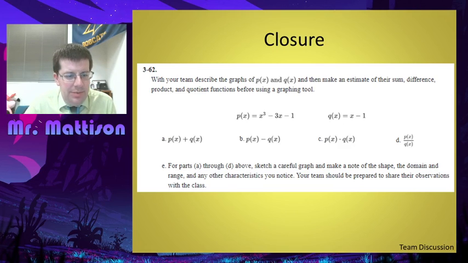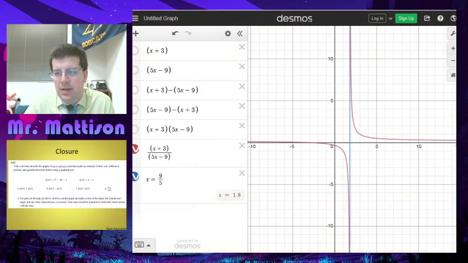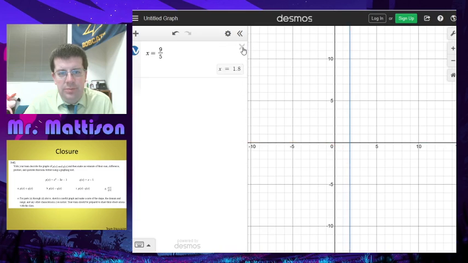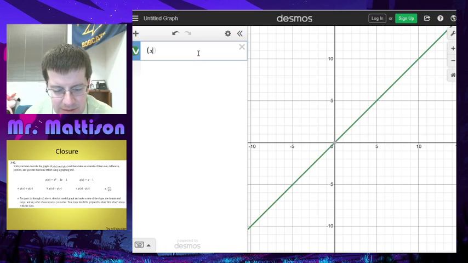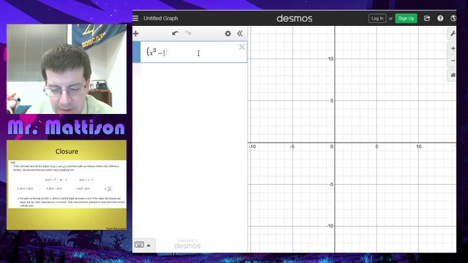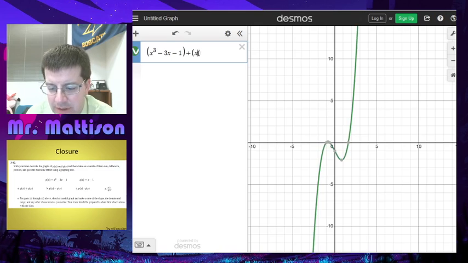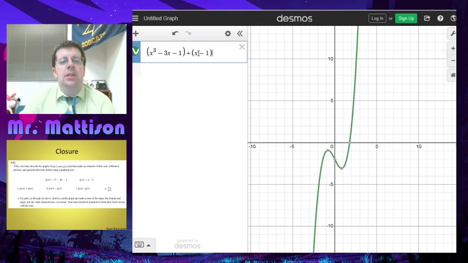I'm going to pull up Desmos again. I will clear out all of this junk. We're going to start by graphing x to the third minus 3x minus 1. Then we want to add that to x minus 1. So this is a cubic plus a linear, and we end up getting a cubic function here. It's still cubic, it has a bit more of a bend than we're used to with the parent function of a cubic, but it is still a cubic function, right?